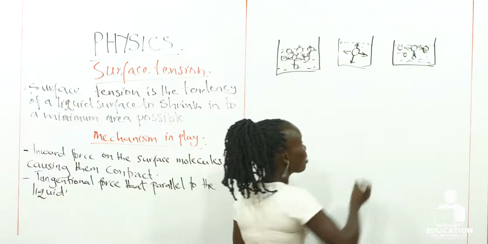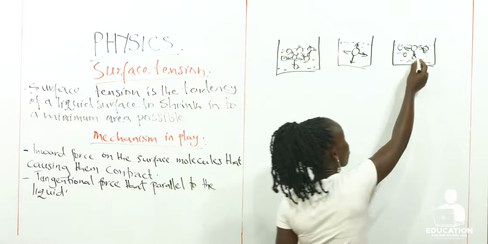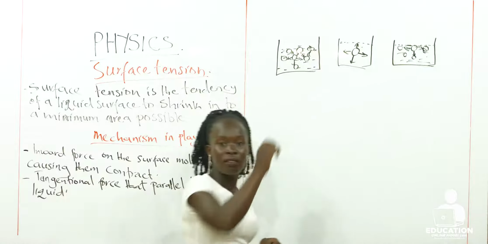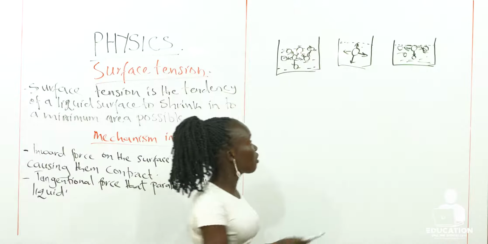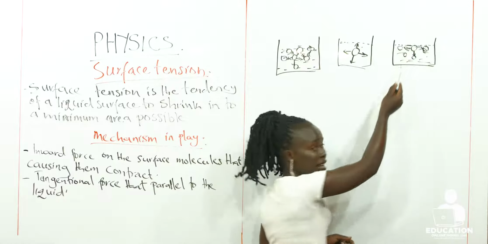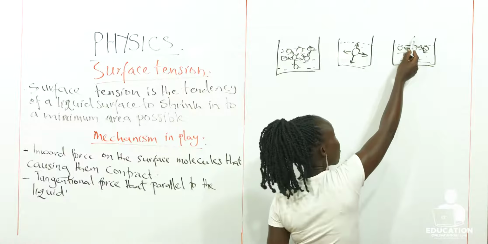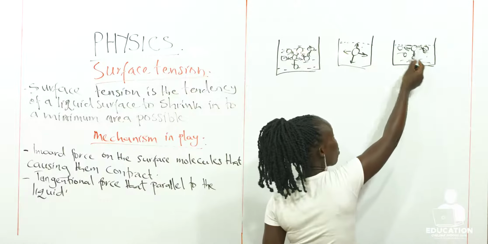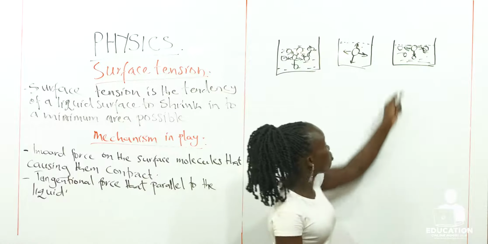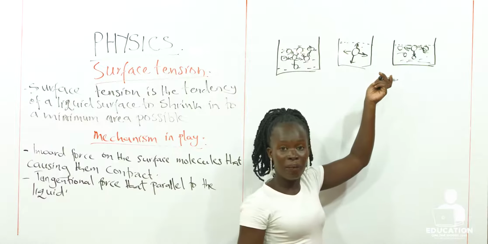These inward forces will cause tension on the surface of the liquid, because if you look at this, there are no molecules above that. So this water molecule here will not have any force experienced there. At this point, this is where you see the liquid and air boundary.